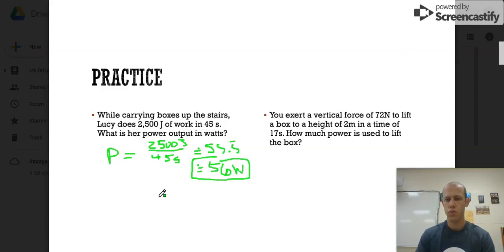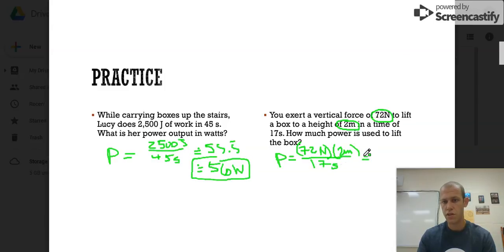You exert a vertical force of 72 newtons to lift a box to a height 2 meters in a time of 17 seconds. How much power is used to lift the box? So power is equal to our work. So we have to calculate that right now, which is our force over the displacement. Notice that our force is in the direction of our displacement right now. So that's good. Otherwise, we would have 0. But we do have that. So it's 72 newtons times 2 meters. And this is going to be divided by how much time it takes us, 17 seconds.